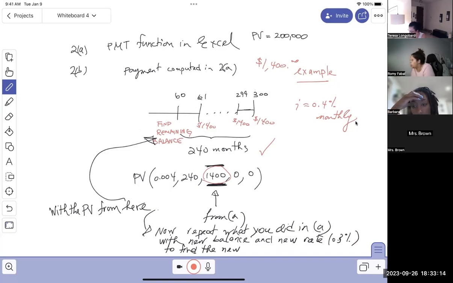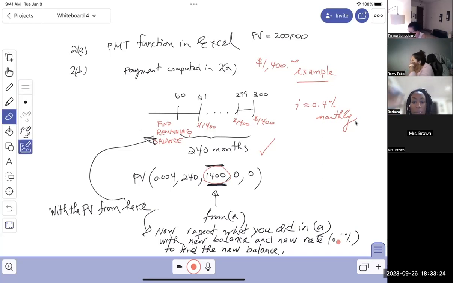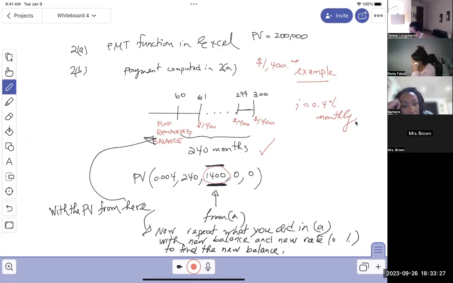This is a very practical problem, because people refinance all the time, and you're going to be able to take a chance to get a lower rate if you have a better credit score or whatever the case may be, and lower your payments.